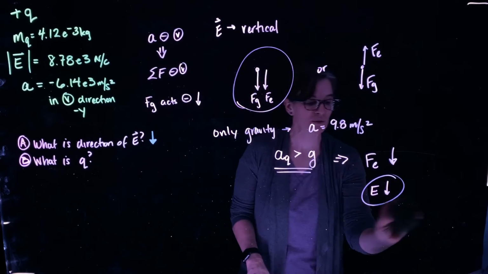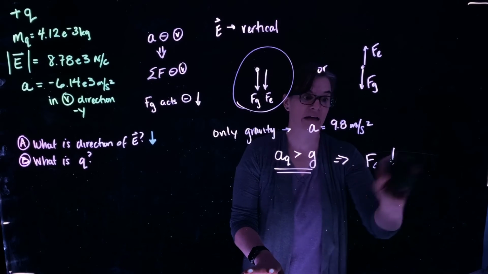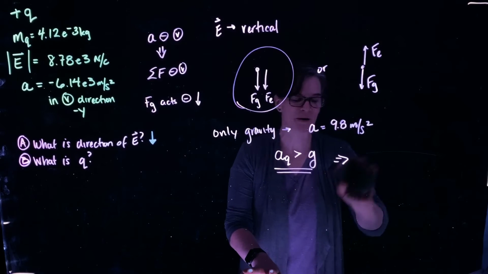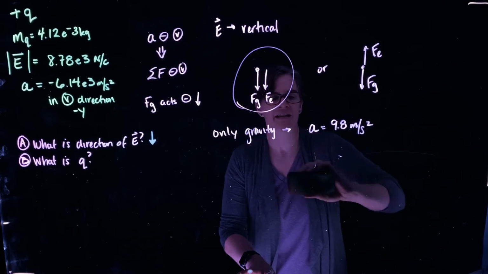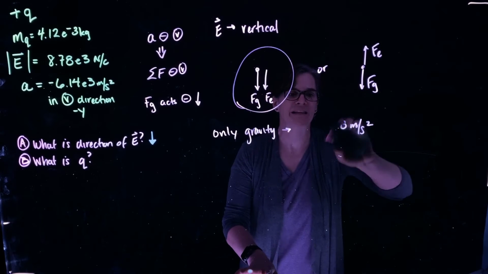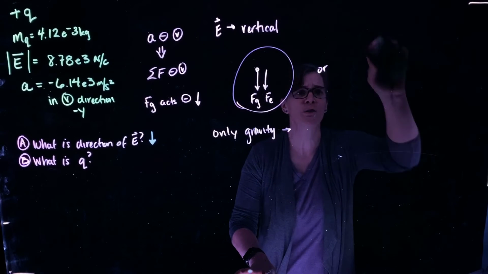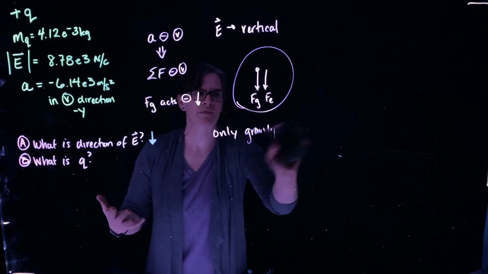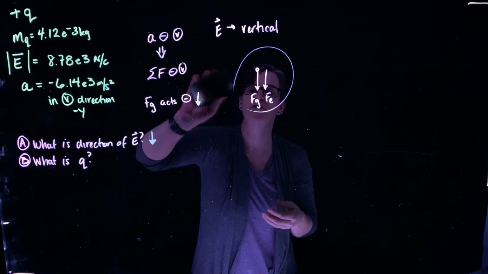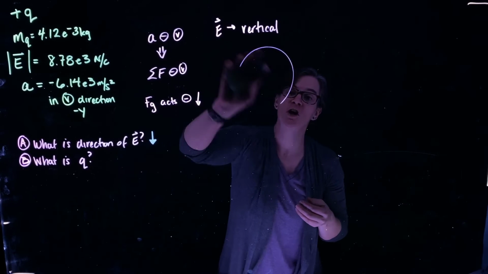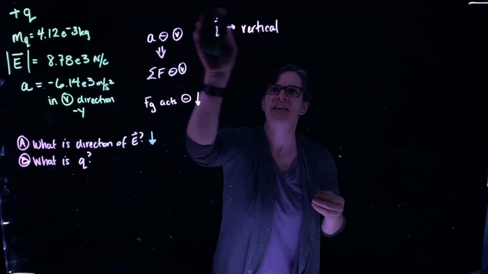All right, so we can use our conceptual understanding of net forces, and our conceptual understanding of how charged particles behave in the presence of electric fields, to deduce that that electric force is in the downward direction, and therefore the electric field is in the downward direction. All right, so part two asks us how big is Q? And to determine how big Q is, we're going to utilize our understanding of how charge Q influences the electric force that it feels.